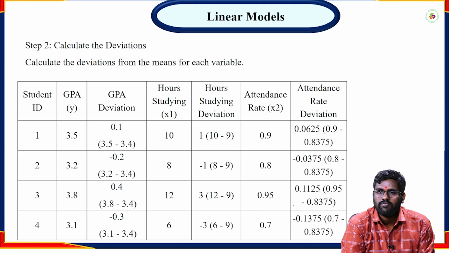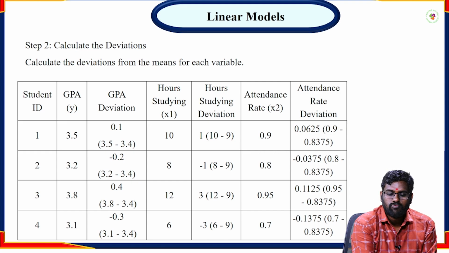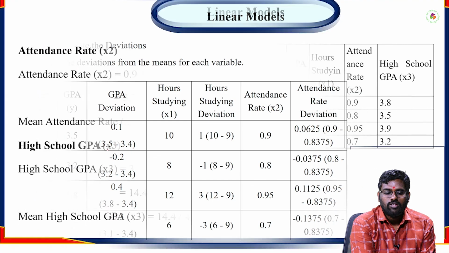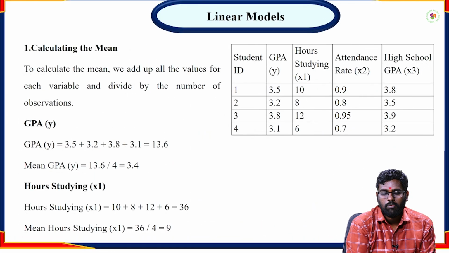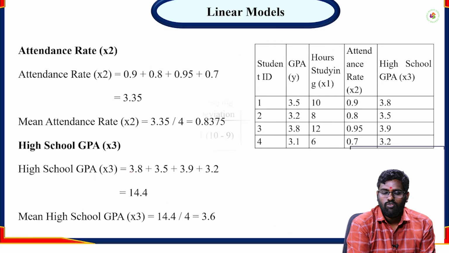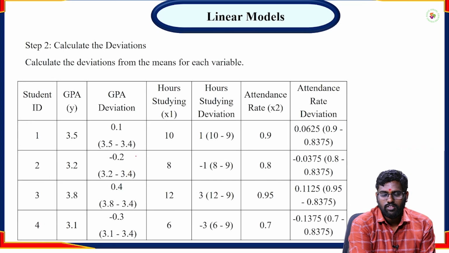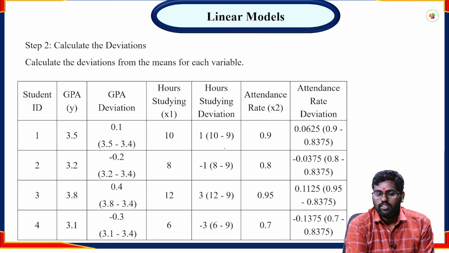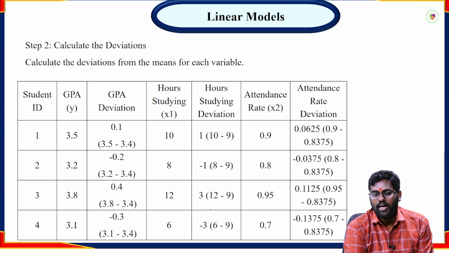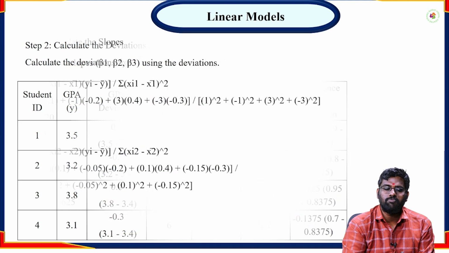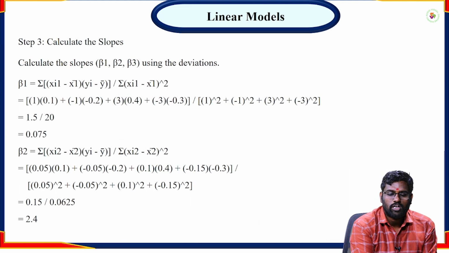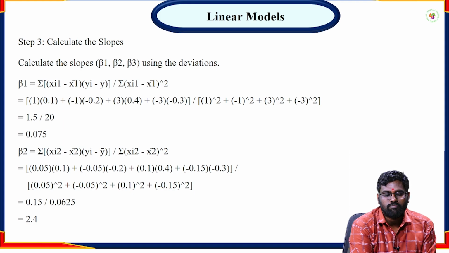After calculating this, this is our y minus y bar, so 3.5. What is the y bar value? The y bar value is 3.4, so we subtract this value from 3.4. Next, 10 minus the mean of studying, which is 9. So we subtract 9 from all the values, and similarly 0.9 minus 0.8375. Finally we get the values like this, and after calculating, we substitute into this formula to get the values of B0, B1, B2.